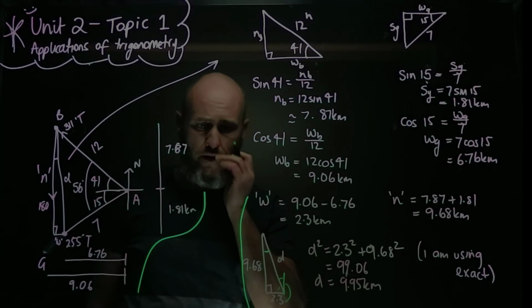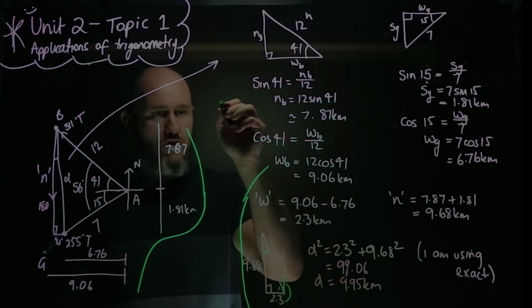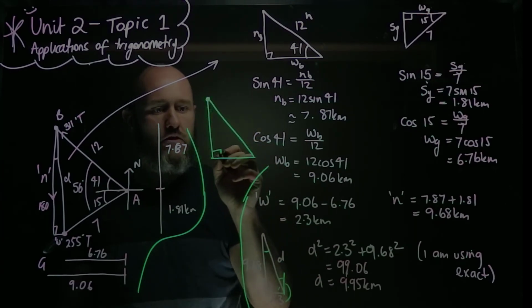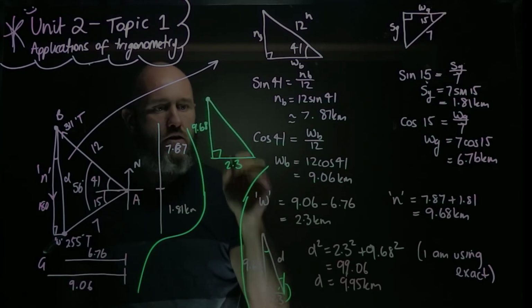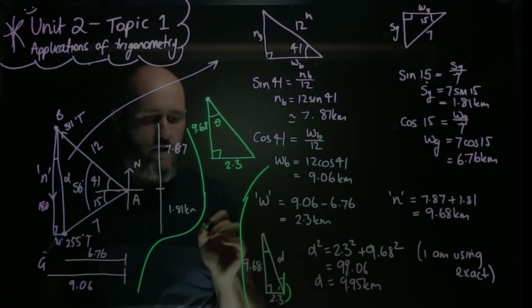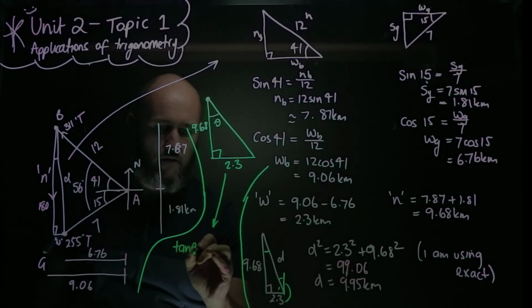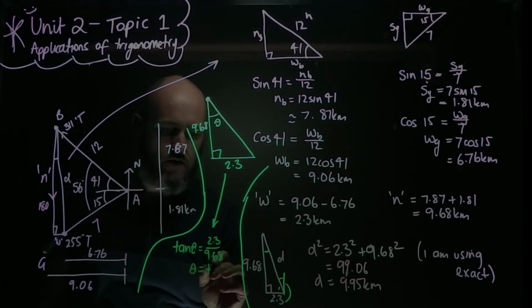So take some time to have a think about that. And excuse me if I use up the space really poorly, but I might just draw a better diagram. So that's that, 9.68, 2.3, and there's my theta. And so I'm going to work on tan theta is equal to 2.3 over 9.68. So therefore theta is equal to tan inverse of that.